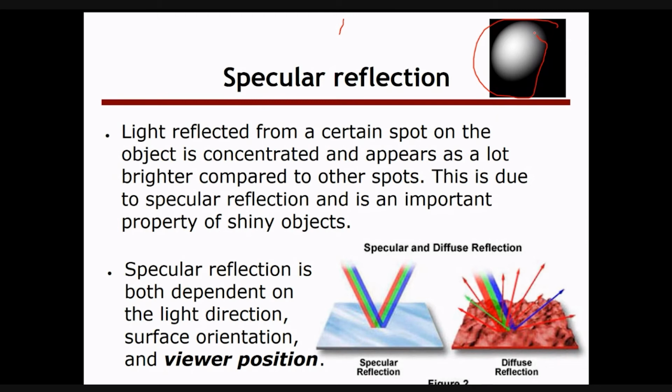Now, as I said, the earlier one was independent of the viewer's position. Whatever position you are viewing from, you'd see the same amount of light getting reflected from that particular object. But now in the specular reflection, you'd be able to create a spot where, if your surface is reflecting more light, that spot comes into the picture, as you can see in this figure. This is due to the reflection property and is an important property of shiny objects.